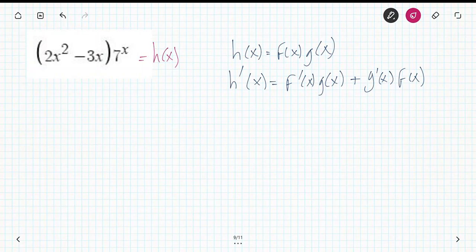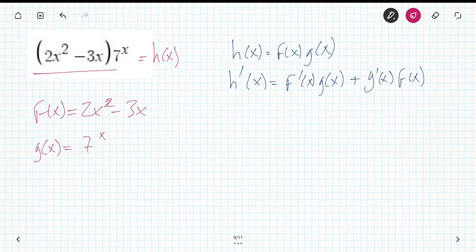So the product rule is taking the derivative of a function that is composed of the product of two functions, right? So f of x and g of x, and the way you write it is going to be h prime of x equals f prime x times g of x plus g prime x times f of x. Okay, so the very first thing is to break this down into two functions. So f of x is going to be 2x squared minus 3x, and g of x is going to be 7 to the x power.